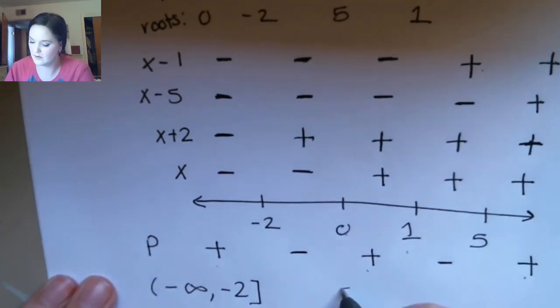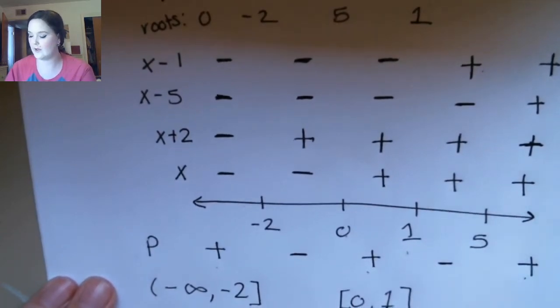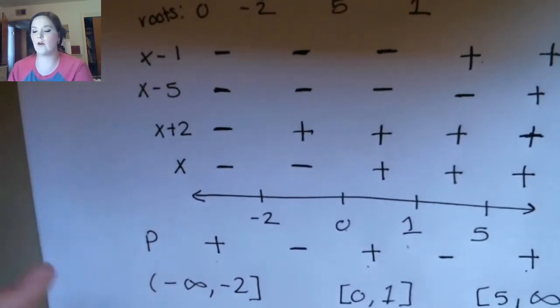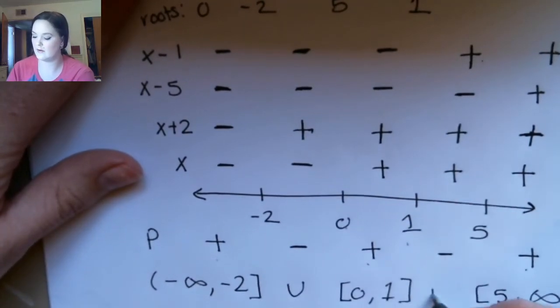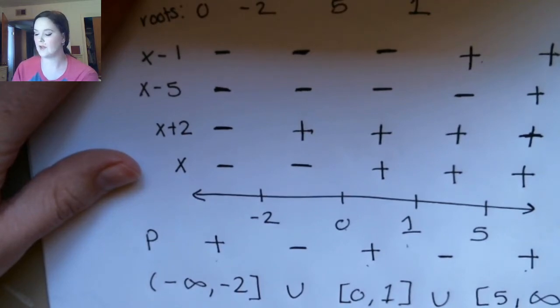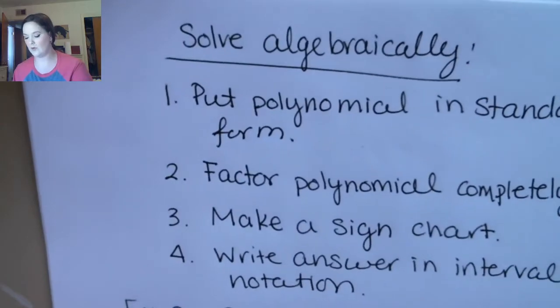Here, 0 to 1. Not this part. And then out here, 5 to infinity. Okay, and we're going to combine all of these intervals by using the union. So this would be our final answer. Let's do another example of that.